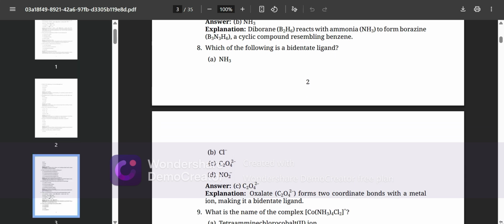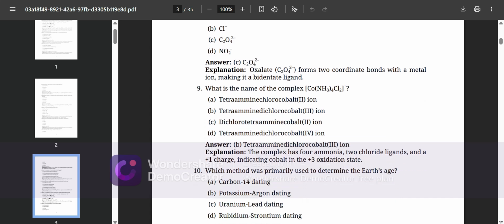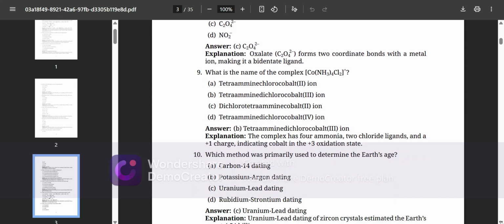C2O4 2-, oxalate, forms two coordinate bonds with a metal ion, making it a bidentate ligand. What is the name of the complex [Co(NH3)4Cl2]+? Tetraamminedichlorocobalt(III) ion. The complex has 4 ammonia and 2 chloride ligands and a 1+ charge, indicating cobalt in a +3 oxidation state.